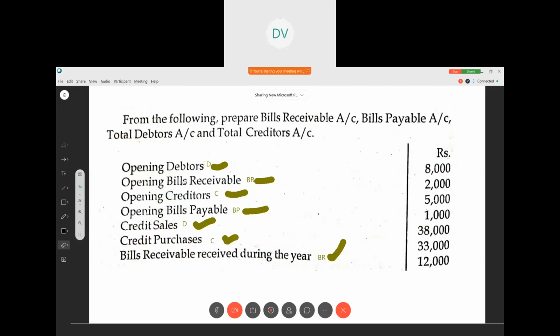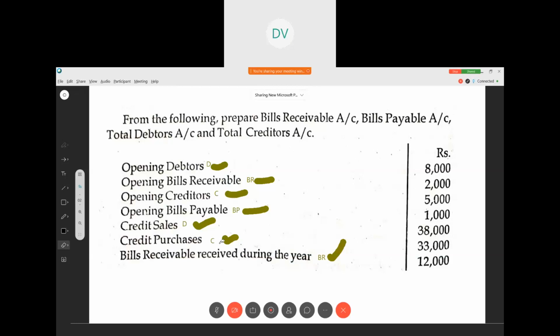So they have given various items. First thing we should identify is which account it belongs to. Here they have given opening debtors, which belongs to debtors account. Opening bills receivable account. Opening creditors account. Opening bills payable account. Then credit sales. We are making the sales to the customer, so there are debtors. So credit sales result in debtors account.